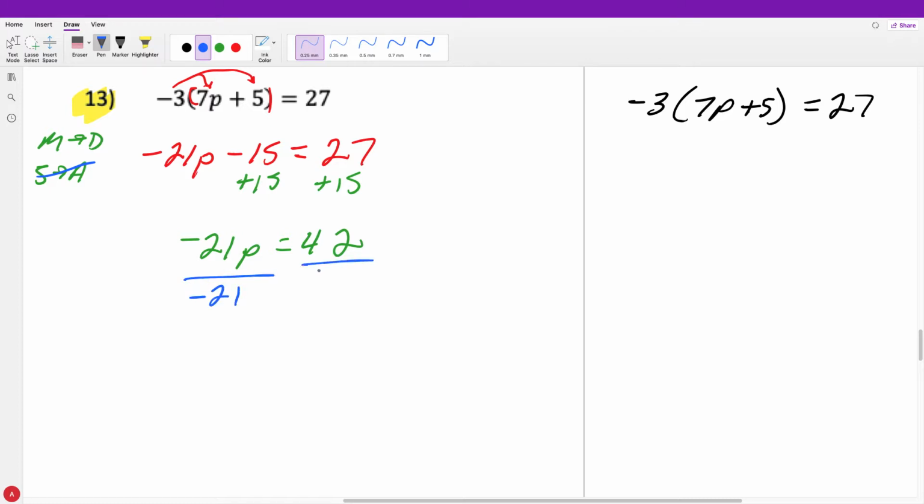Some of you were only dividing by 21, and you're giving me your answer as negative p when we need to solve for a variable as a positive number. So these then cancel out, and I get p is equal to negative 2. Right? That is one way you can do it. Perfectly fine if that's the way you do it.